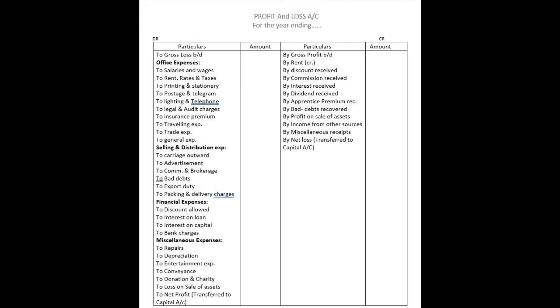Now in our next video, we will understand balance sheet and will take up a question to understand how financial statements are prepared practically.